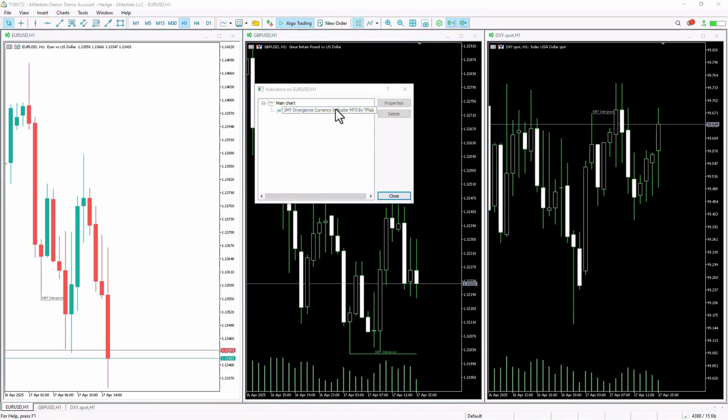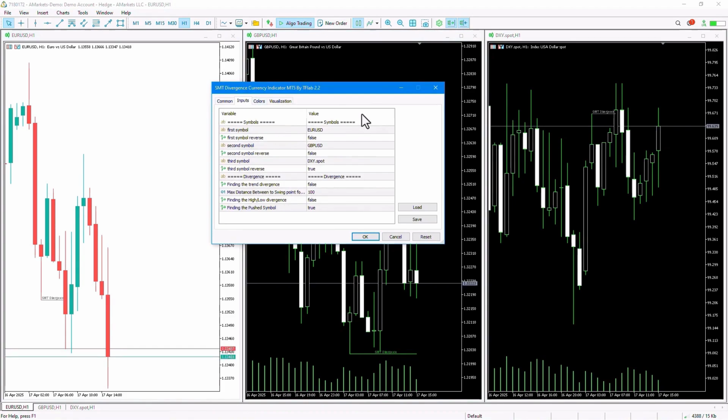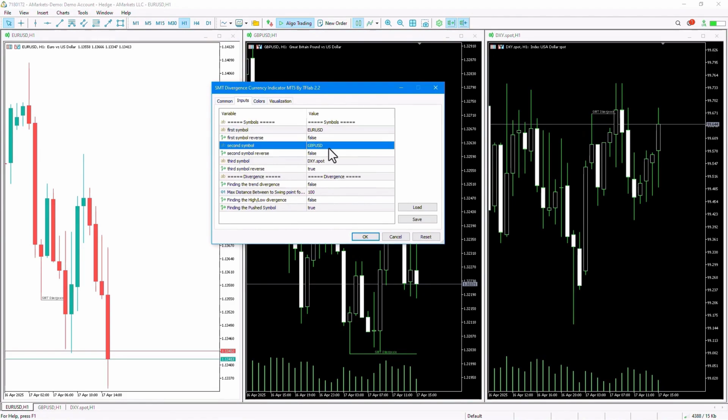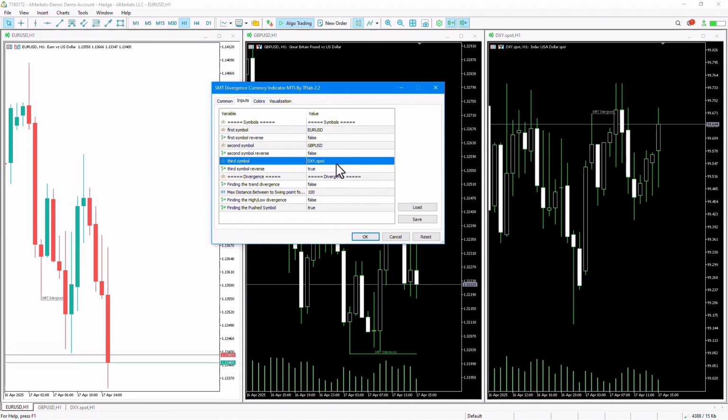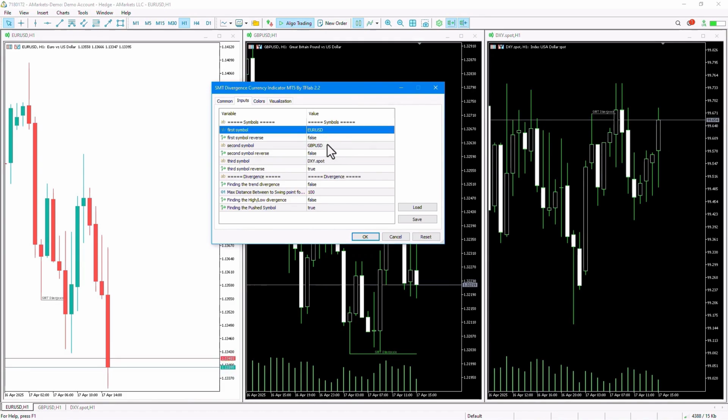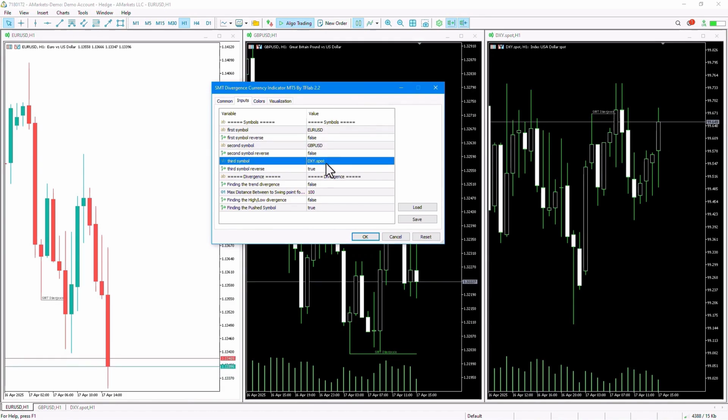In the settings section, under the input part, there are options where we can set the first symbol in the first section. In the second section, we can determine the second symbol, and in the third section, the third symbol. This indicator is specifically designed for the symbols EURUSD, GBPUSD, and DXY, but we can place other symbols of our choice in the first, second, and third symbol sections.